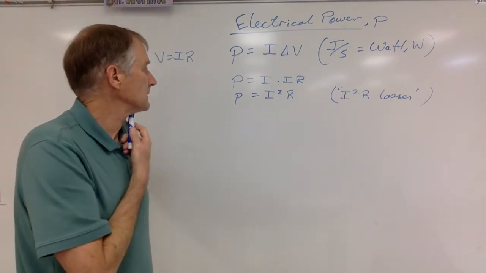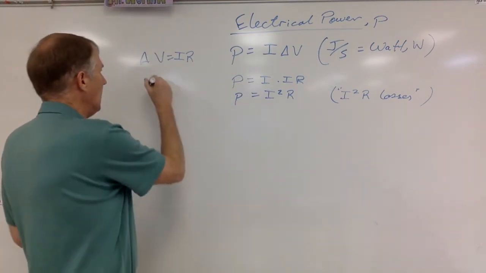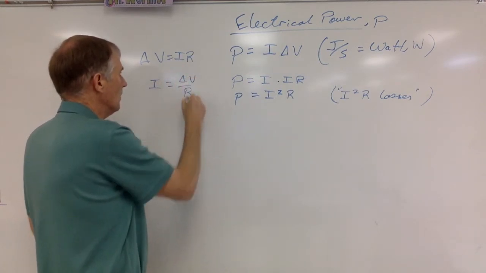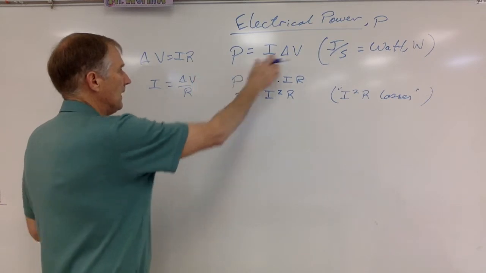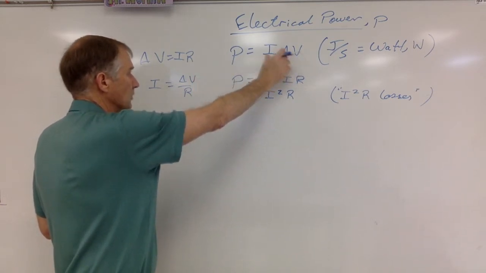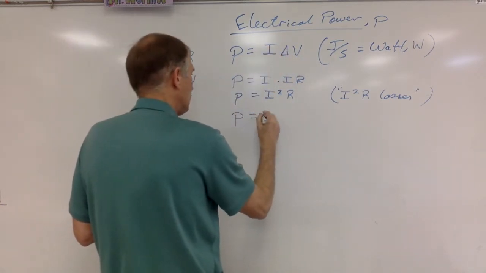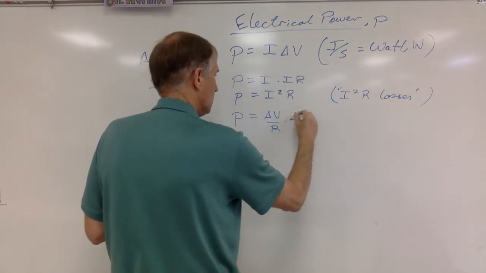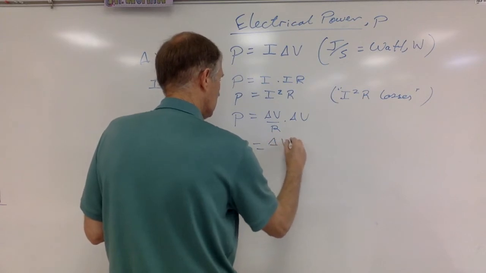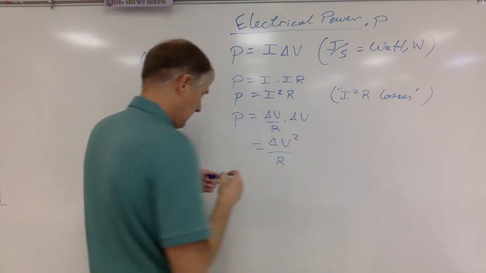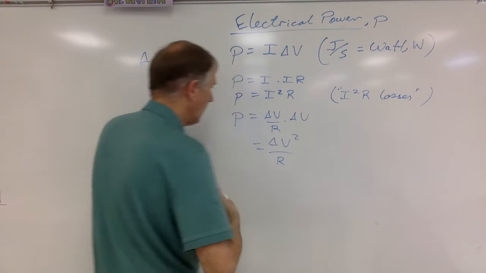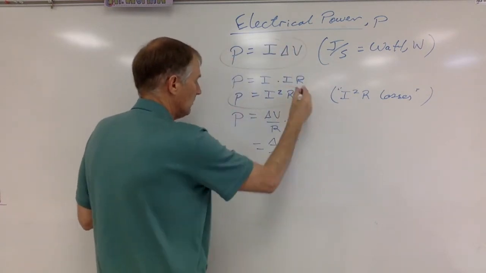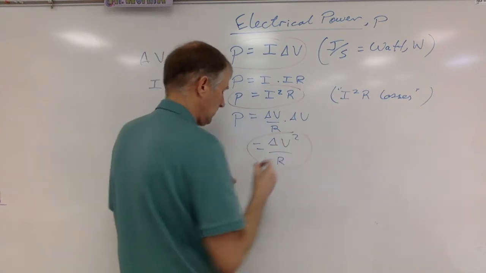You could also solve for I, so I equals delta V all over R, and put that in for current. So P equals delta V over R times delta V, which is delta V squared over R. Okay, so the ones that I use the most, that one and that one, but that one can come in handy also.